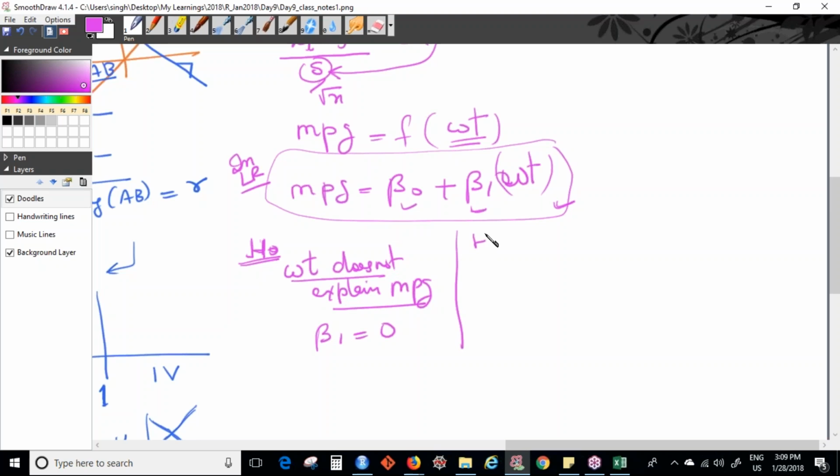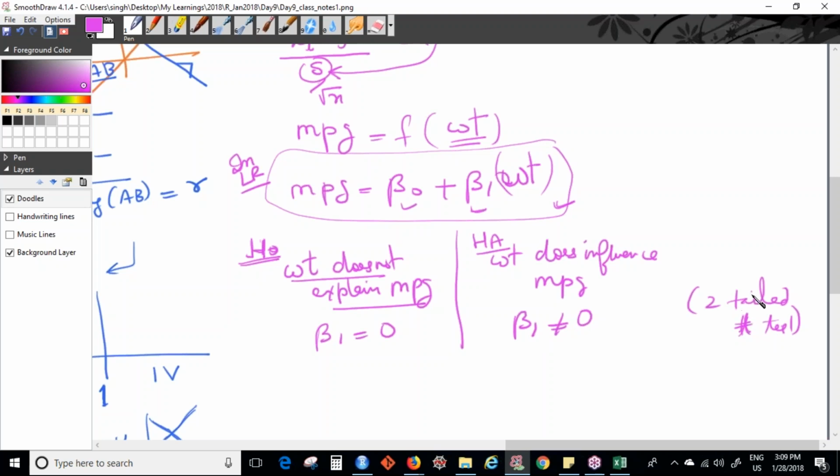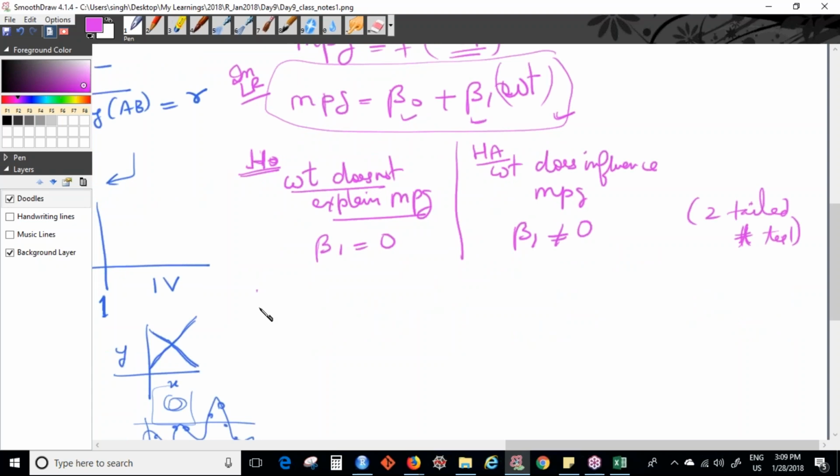Okay, and what will be your alternative hypothesis? Of course it is the opposite of this. That means weight does influence miles per gallon. That means beta 1 is not equal to 0. Now we will not say it is greater than 0 or less than 0. We will just say it is not equal to 0, because we are doing a two-tailed t-test. So this is our alternative hypothesis. So after this, what do we do? We find our p-value. So what is p-value? What did we learn? What was the definition?